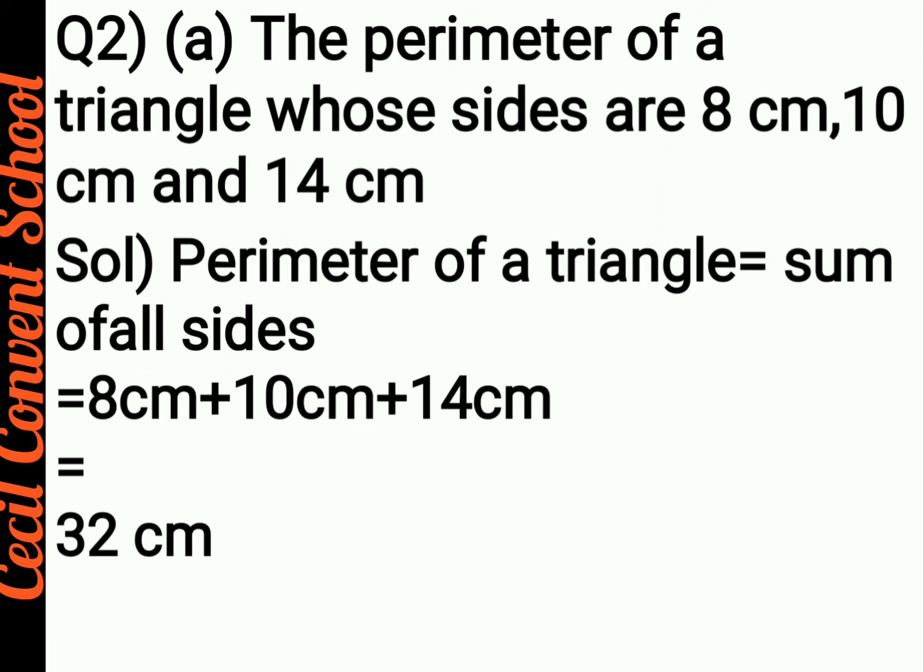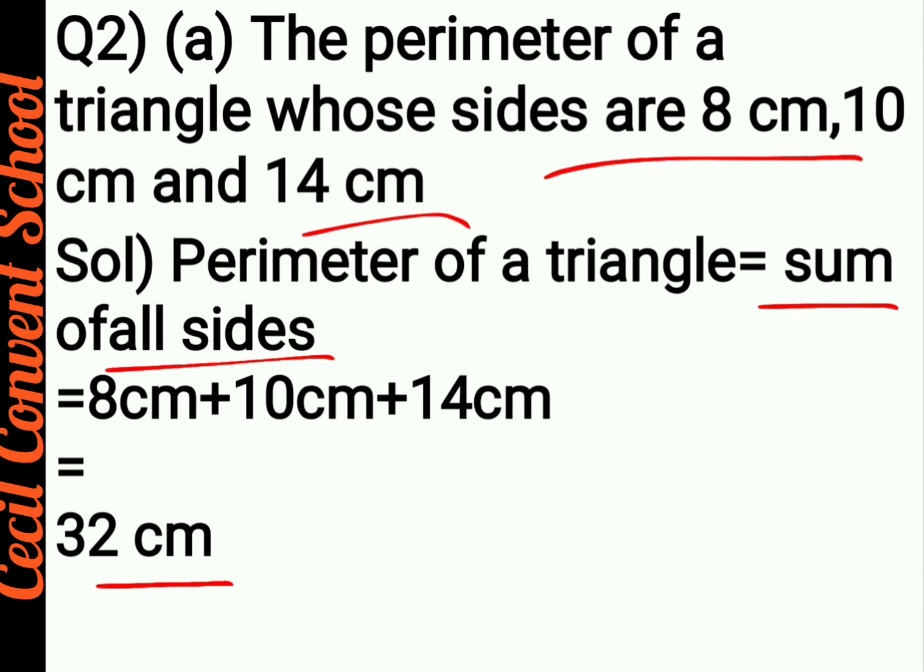Firstly, I tell you how to do A part. The perimeter of a triangle whose sides are different. What do you do? You add all the sides. Then you add them and the answer will come 32 centimeter. Here you will not tell what type of triangle it is because they are not asking you.